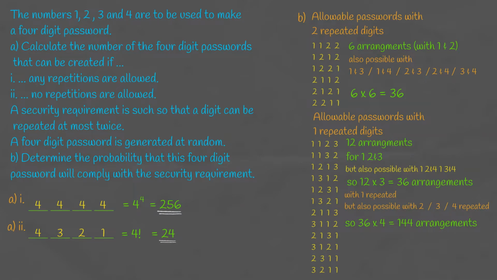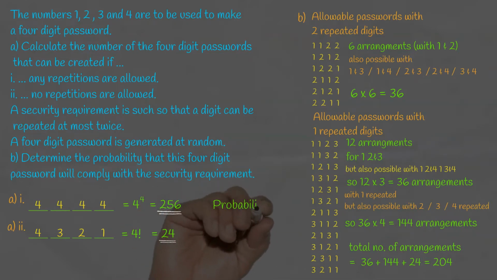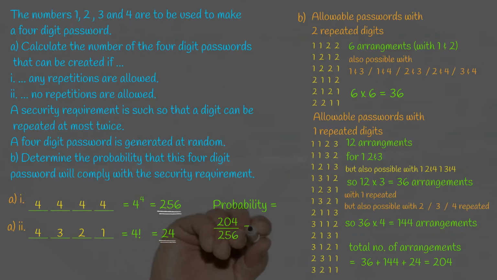And remembering that there are 24 arrangements where each digit is used just once, the total number of arrangements that meet the security requirements is equal to 36 plus 144 plus 24, which is 204. So the probability that the code complies with security requirements is 204 divided by 256, which reduces down to 51 over 64.